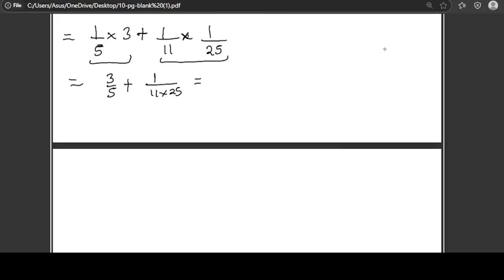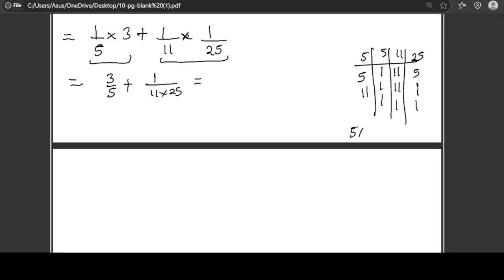Find the LCM of 5, 11, and 25. So the LCM is actually 5 times 5 times 11. We're finding it for the three numbers we have here, that's the LCM of 5 and 11 times 25, which is 5 times 5 times 11. That's 275.